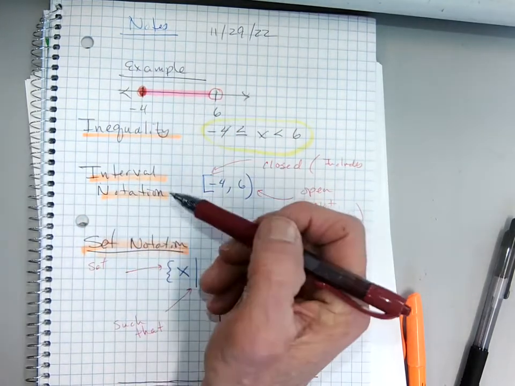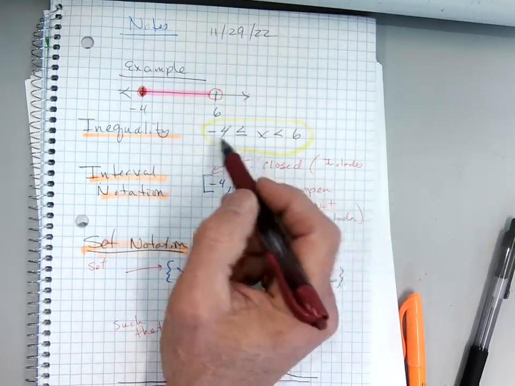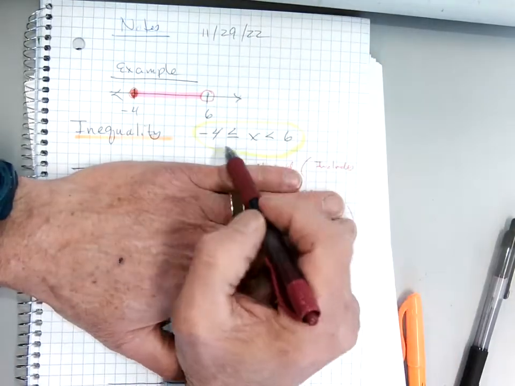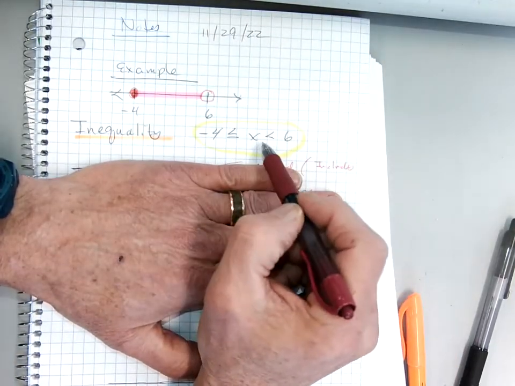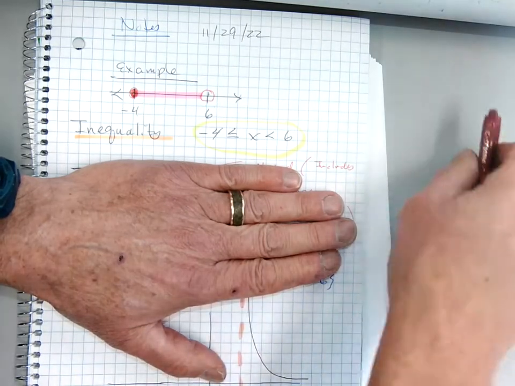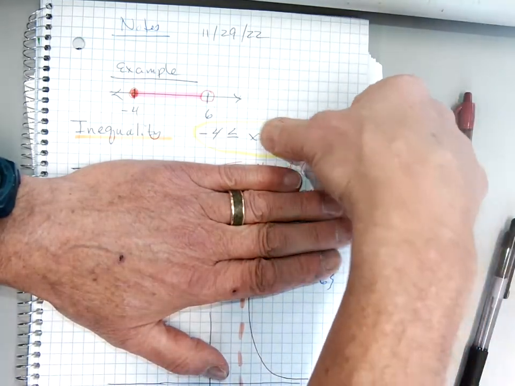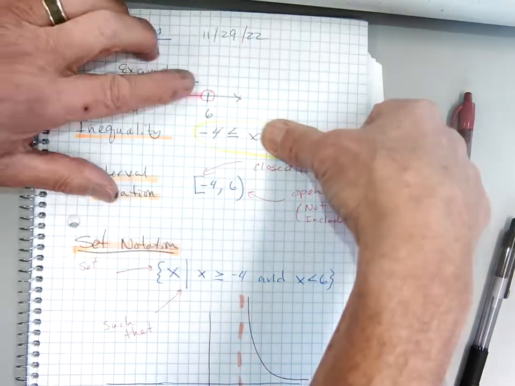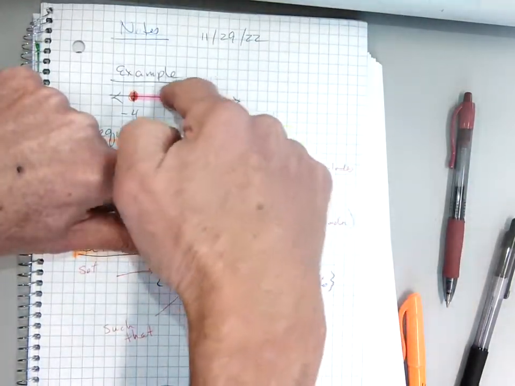So what we could do is write that as an inequality. As an inequality, we could write it as -4 is less than or equal to x, which is less than 6, which, again, if you read this backwards, is x is greater than or equal to -4, or x is less than 6, but not including 6.